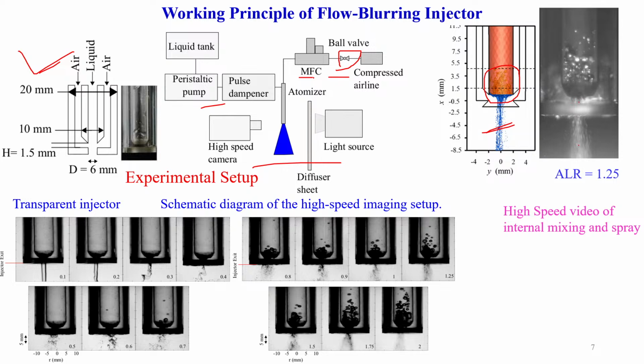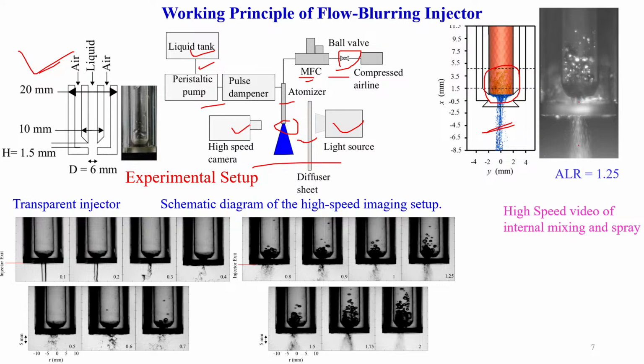This is the liquid line, liquid tank, and peristaltic pump. Similarly to the MFC for air, for the liquid fuel I used a peristaltic pump, followed by a pulse dampener, and this is the injector representation and spray. These are the diagnostic parts: a light source and diffuser sheet in order to get proper imaging, and this is the high speed camera. So these are the experimental setup for my simple spray studies.